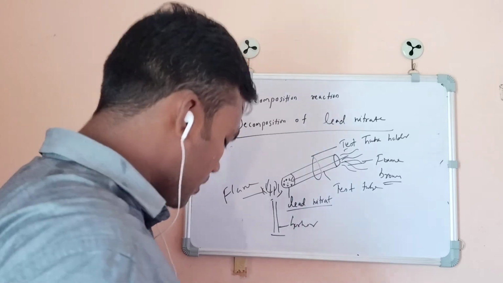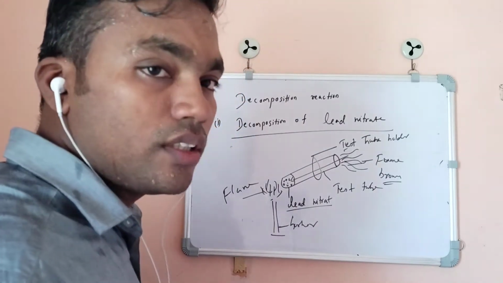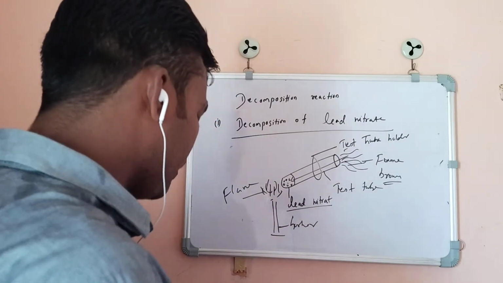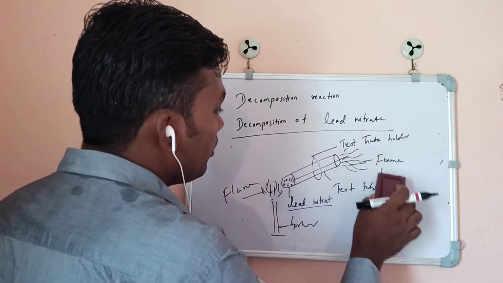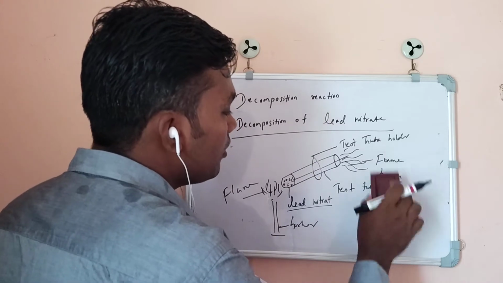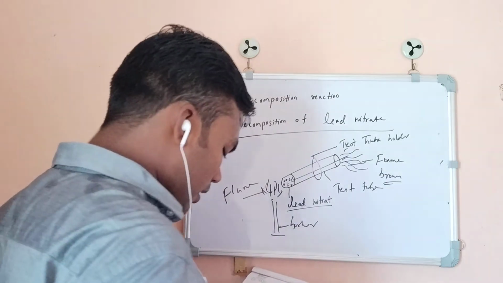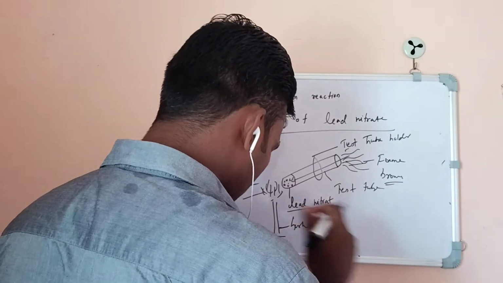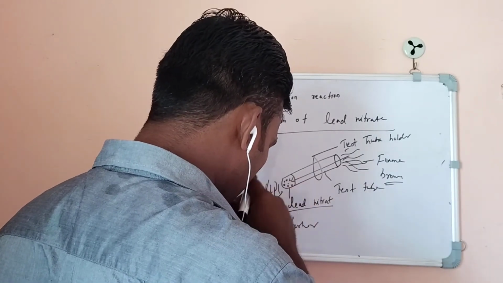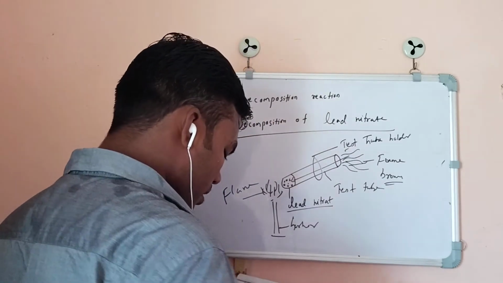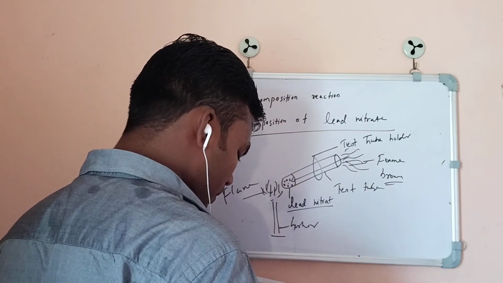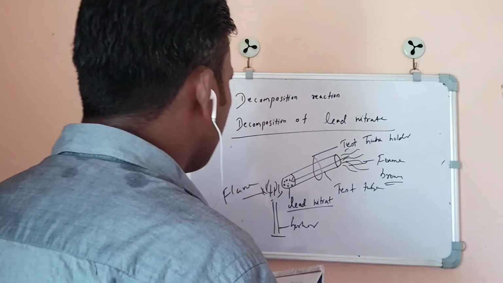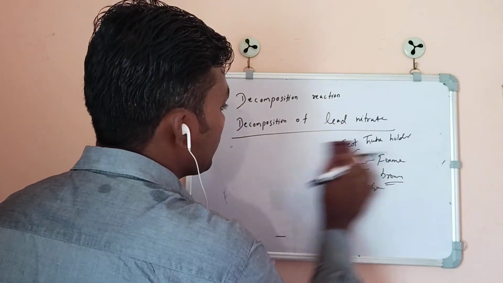lead oxide. Let's see what is happening inside the test tube. Here you have seen the brown color fumes. The products are lead oxide plus nitrogen dioxide and oxygen.